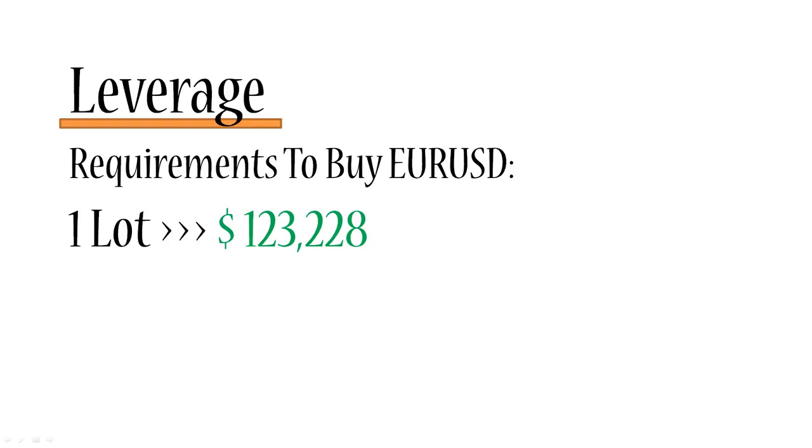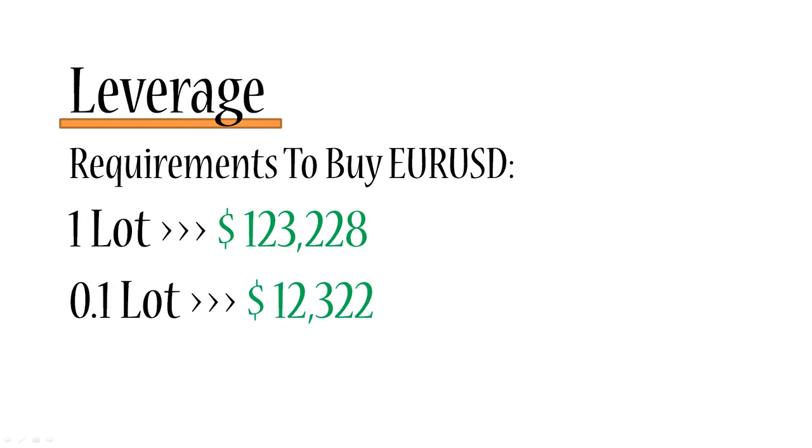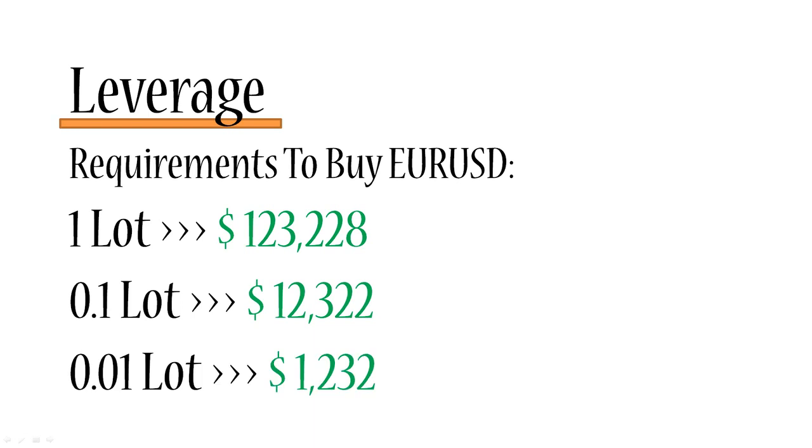So, leverage. As we discussed, in order to buy or sell one lot of euro dollar, you need $123,228 on your account, which is a lot of money. But even in order to trade with 0.1 lots, you need $12,000. And in order to conduct the smallest transaction possible, a micro lot, 0.01 lots, you still need $1,200 on your account, which is a lot of money.